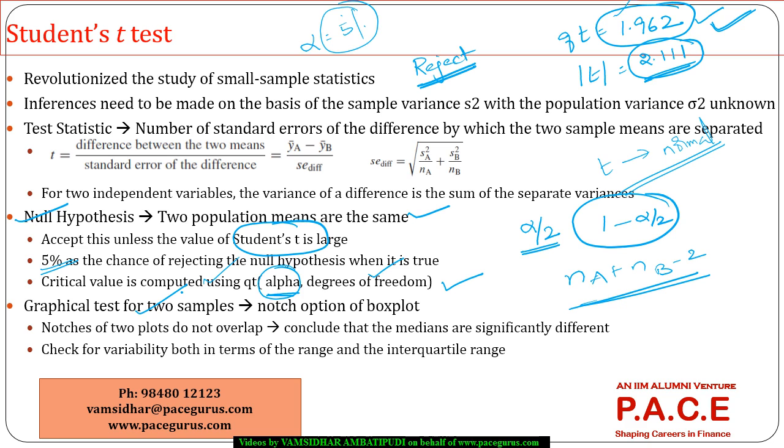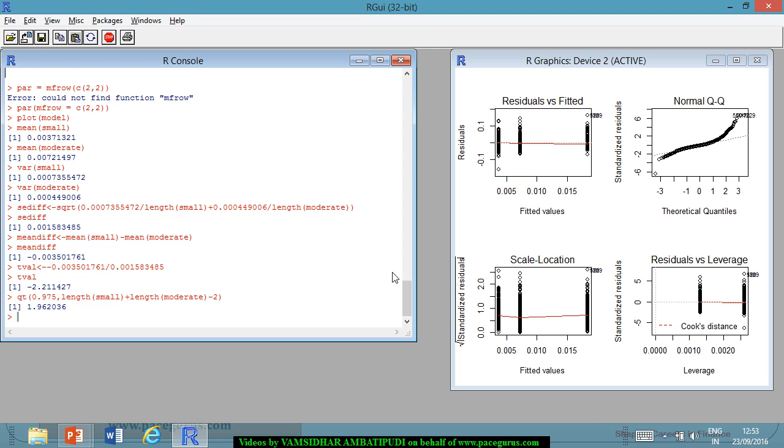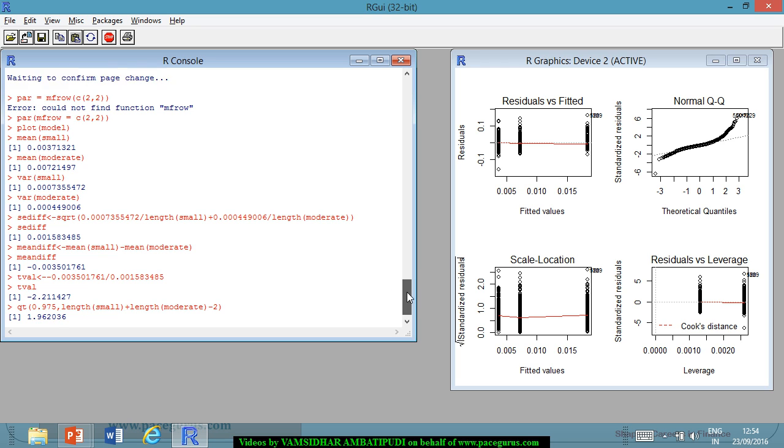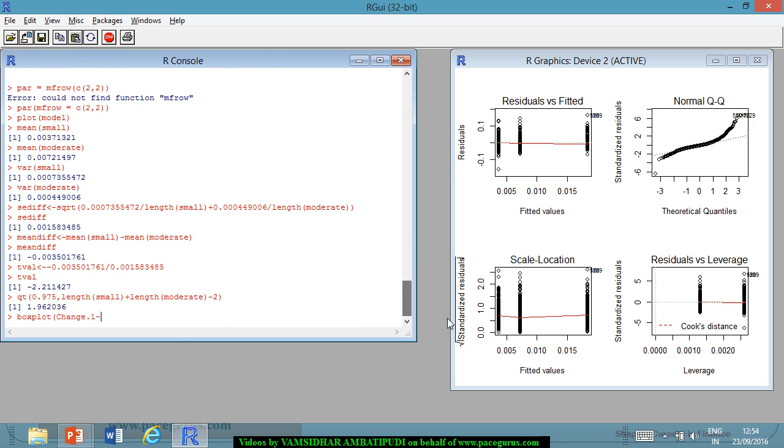We also have another way where I can compare the means graphically. If I have to compare on a graphical note, I can go with a notched box plot. Right? I'm going with a notched box plot. I can take it right from the data itself, because I have attached it to the price. So let me see if I can take the box plot directly, wherein I can look at all the groups. I'm taking change.1 across the different groups. I'm putting the box plot of change.1 across the groups.